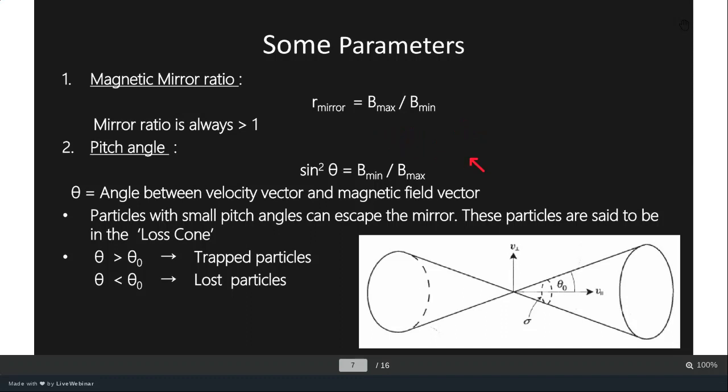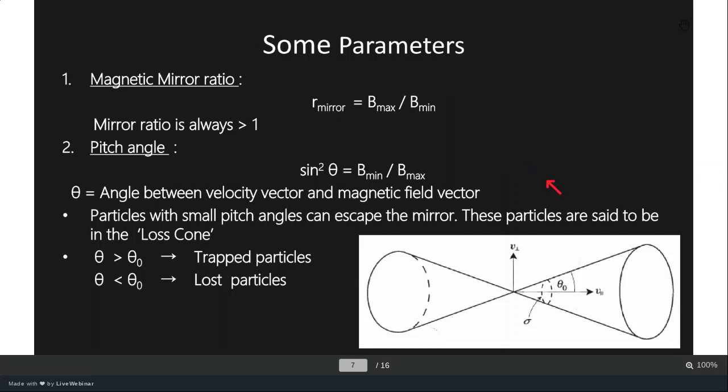Next is pitch angle. It is the angle between the velocity vector and the magnetic field vector. Here is the equation for the pitch angle. Here theta is the pitch angle and sine squared theta is equal to the minimum value of magnetic field divided by the maximum value of magnetic field.